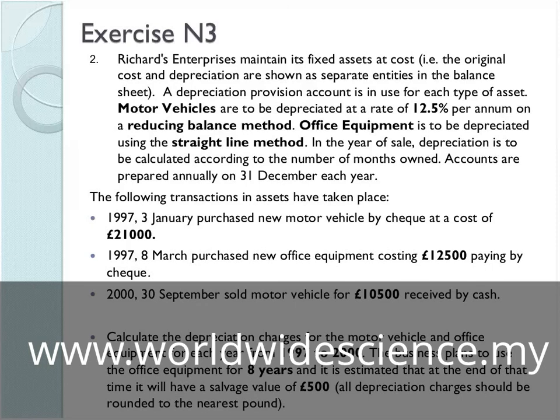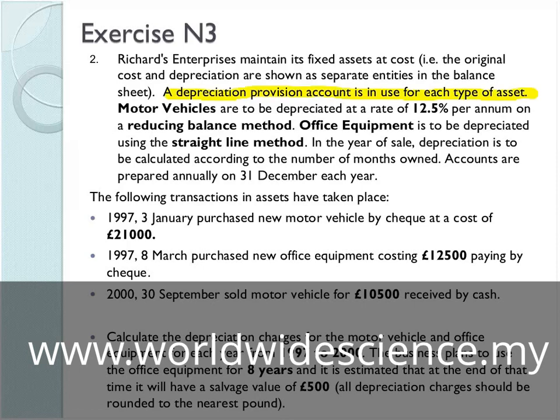The richest enterprise maintains its fixed assets at cost, which means the original cost and depreciation are shown as separate entities in the balance sheet. We always show the original cost of the fixed asset and depreciation separately, right? The same with the richest enterprises. A depreciation provision account is in use for each type of assets. So what does that mean? The depreciation provision account is in use for each type of assets.